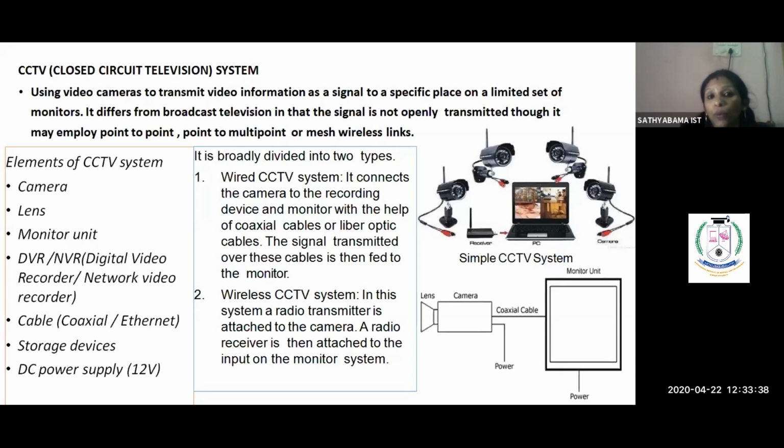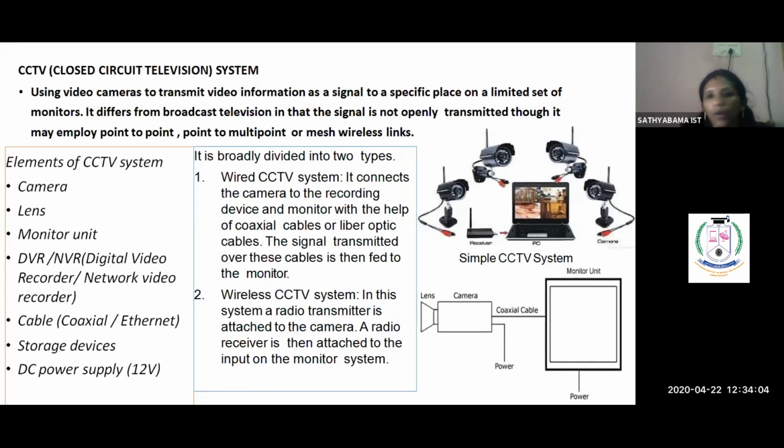Then coming to your wireless CCTV system, in this system, a radio transmitter is attached to the camera, and a radio receiver is attached to the monitor at the input side. So this is the CCTV operation. Generally we have two types, one is your wired CCTV and the second one is your wireless CCTV.